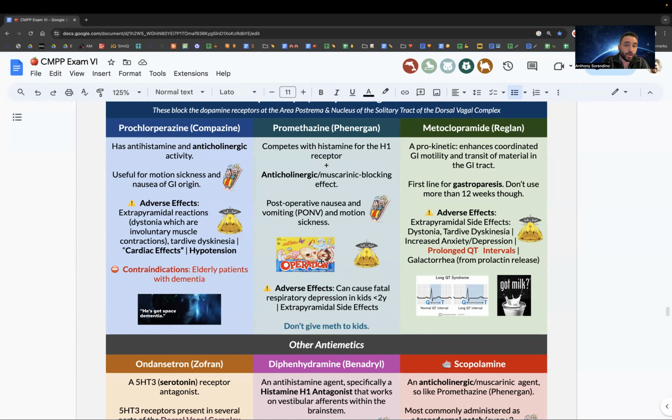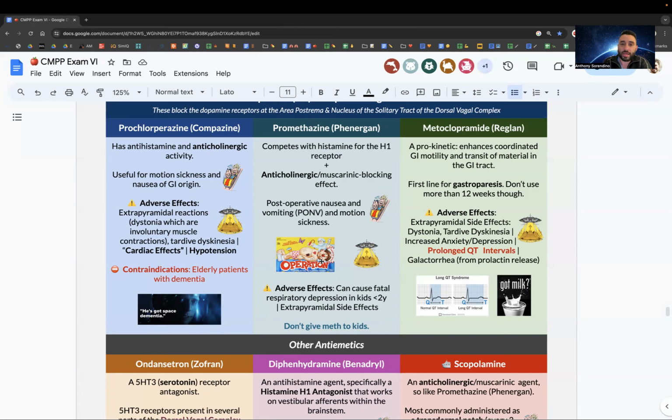All right. Phenergan or promethazine can also be used for motion sickness. Again, it's also going to have those adverse effects. But it can also be used for PONV, which is post-operative nausea and vomiting. This is also anticholinergic and also some antihistamine stuff here. The big adverse effect here is going to be fatal respiratory depression in kids less than 2. So I stole this from someone else, but don't give meth to kids. So promethazine, you don't want to give that to kids.